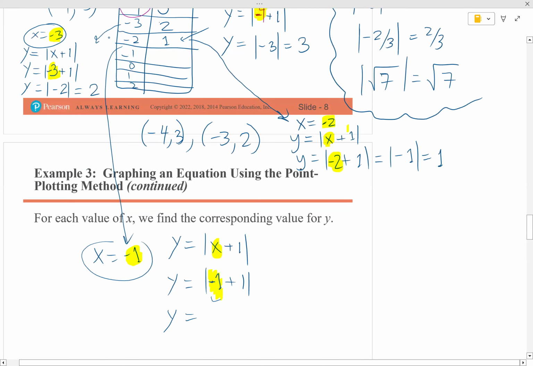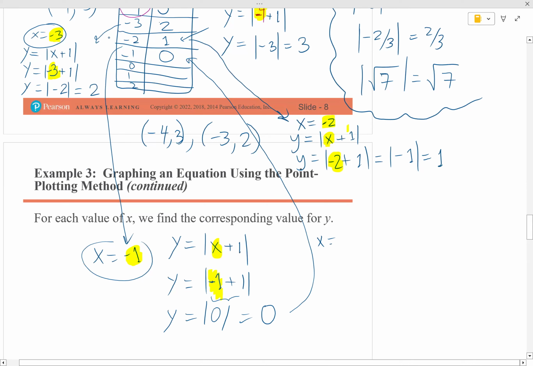Okay, inside those absolute values, I've got -1 plus 1. That would add up to 0, so that's kind of interesting. The absolute value of 0 is just 0 because 0 is not negative. It's not really positive either, but it's definitely not negative. That would be my next value. I'm going to throw that back in there. Okay, we got 3 more.